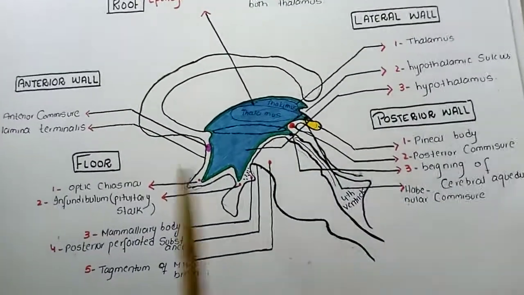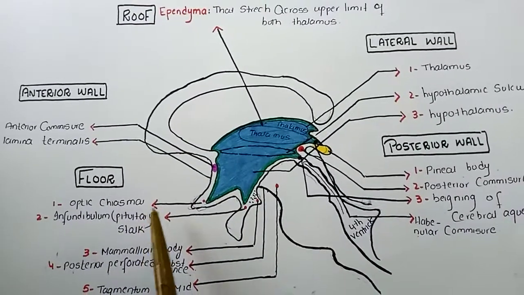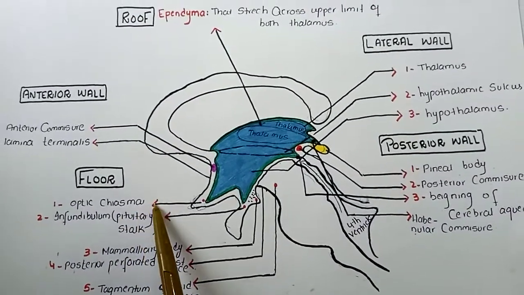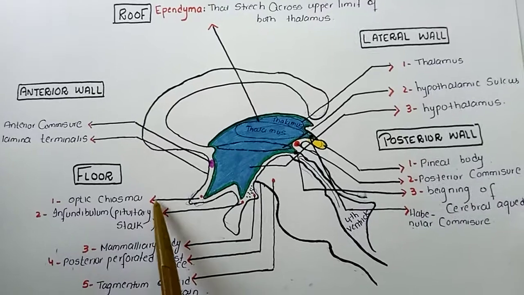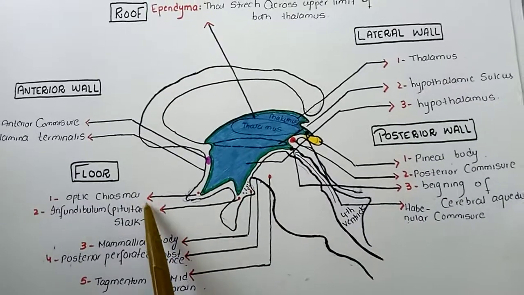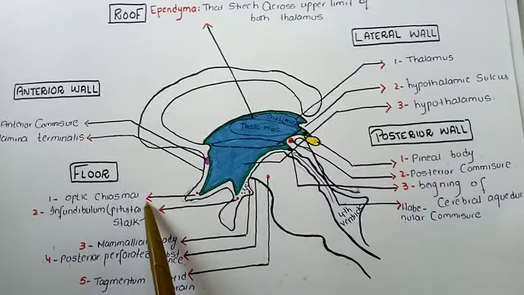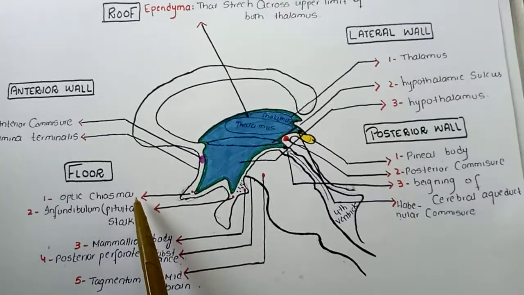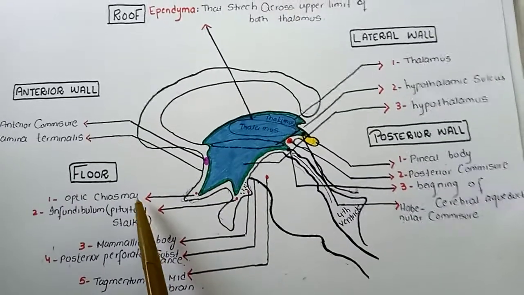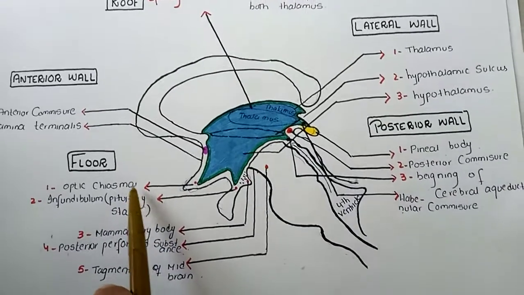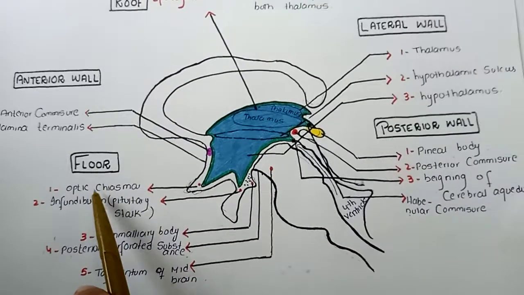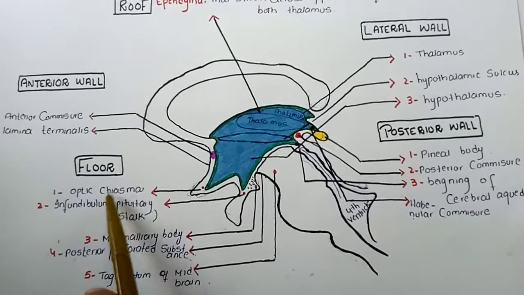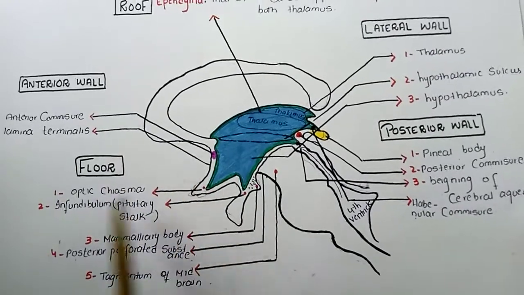The floor of the third ventricle is made up of the optic chiasma. Optic chiasma is a structure which is made when the nasal fibers of the retina cross the midline and the temporal fibers remain uncrossed, and this structure is known as the optic chiasma. So basically the exact location of the optic chiasma is the floor of the third ventricle.